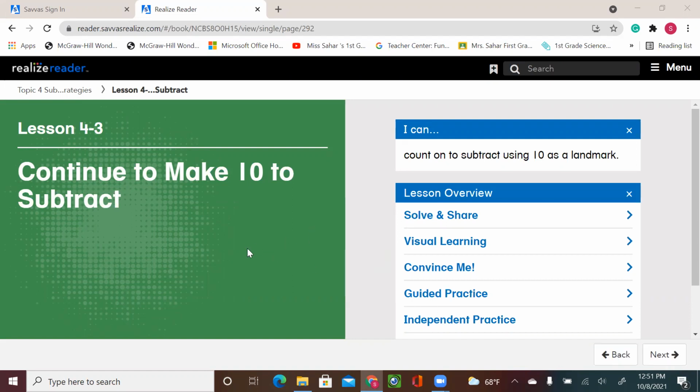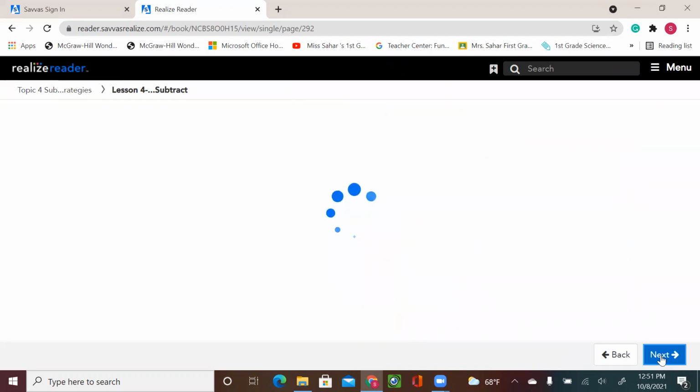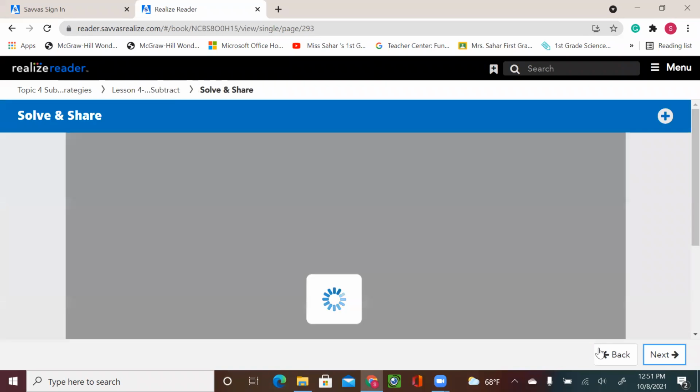Continue to make 10 to subtract. That's what we covered in the previous lesson. And we're going to continue, have more practice and more examples, using subtract to continue using the 10 frames.